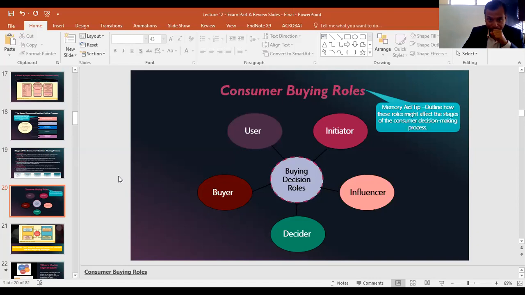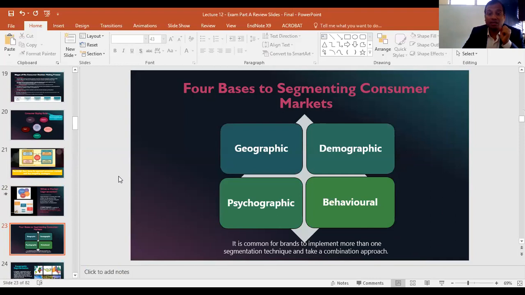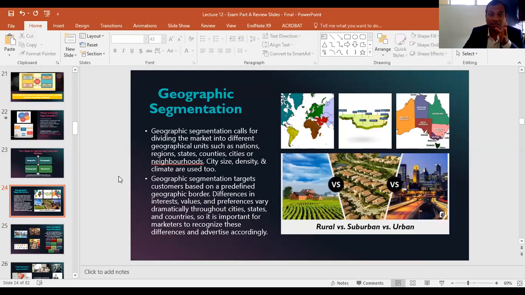Okay, then we have seen the four bases to segment the consumer market. I mean, we have seen the different bases of segmentation. Remember this when we started talking about STP, segmentation, targeting, and positioning. In the segmentation, we have seen the different bases: geographic, demographic, psychographic, and behavioral. And in each, we have different subgroups.